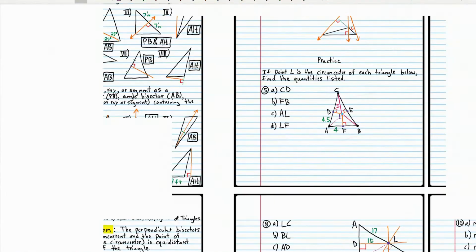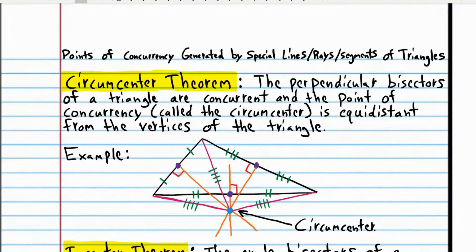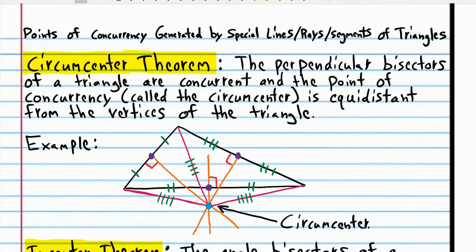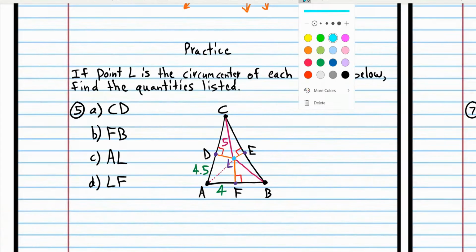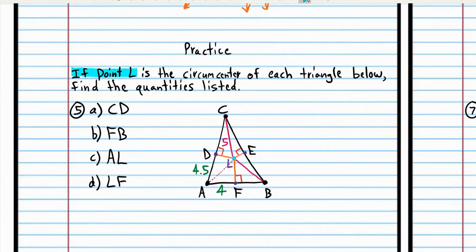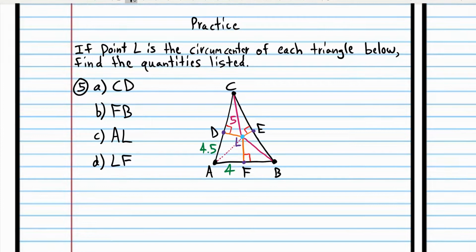So we're going to start with the Circumcenter Theorem. We're not going to do all the theorems at once, because I know what you're thinking. You're thinking this is too much to take in at once. So we're just going to take it theorem by theorem here. So we're going to do the Circumcenter Theorem first. Let's see here. If point L is the circumcenter of each triangle below, find the quantities listed. So we're going to do these problems together, so don't worry about it. You're going to get the idea of what the Circumcenter Theorem is.